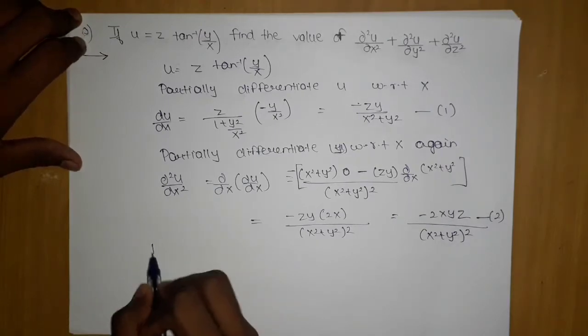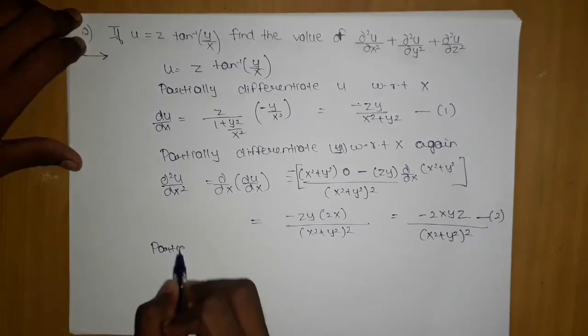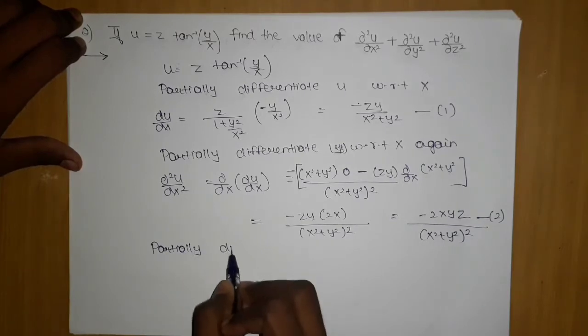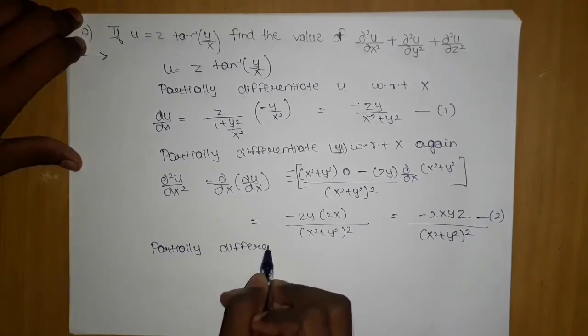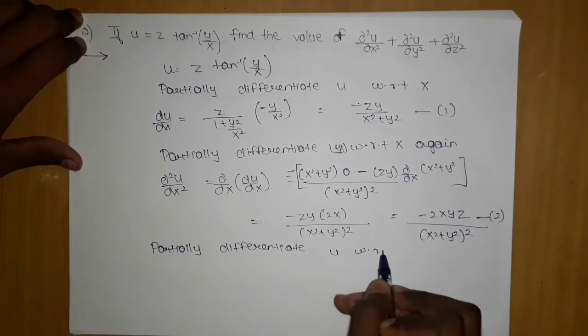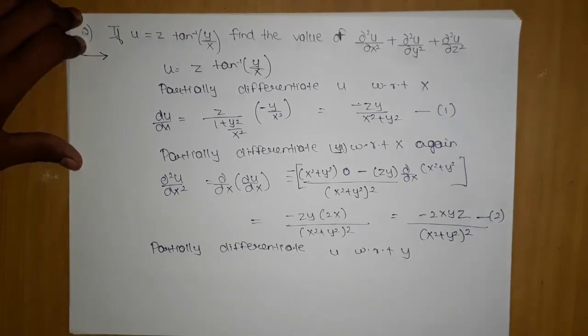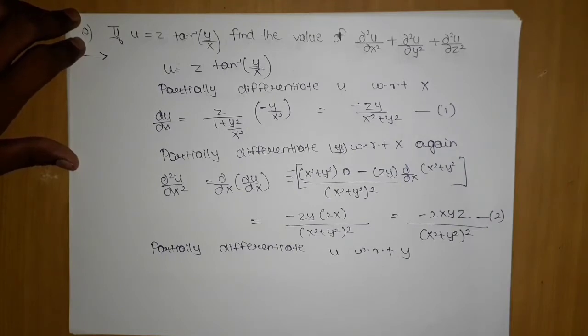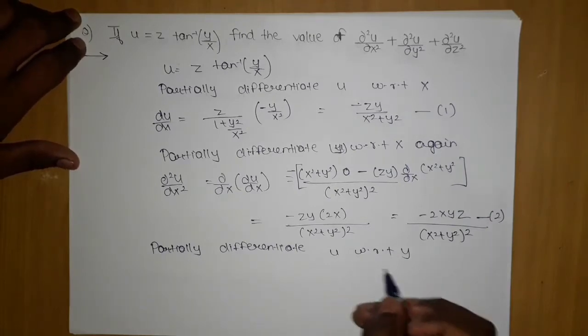Now similarly, what we are going to do is partially differentiate u with respect to y. Now you can have one doubt, that why we are not doing this thing, that similarly we can prove this. Because it is not a symmetric function. So partially differentiate u with respect to y.